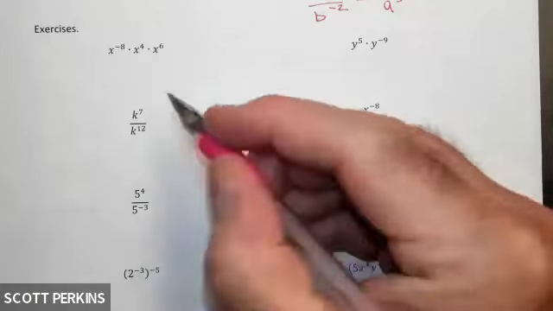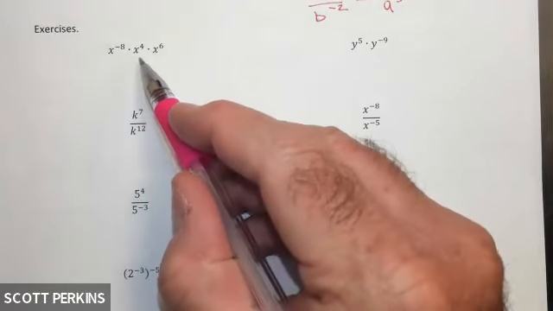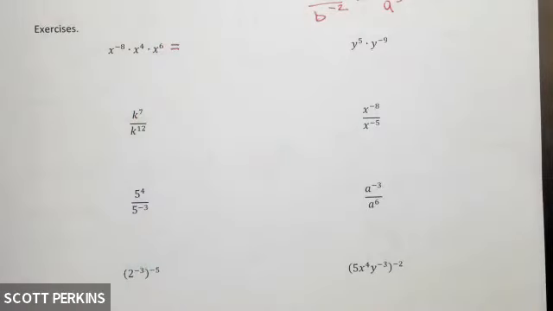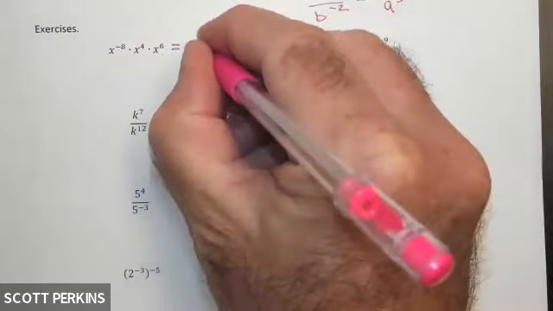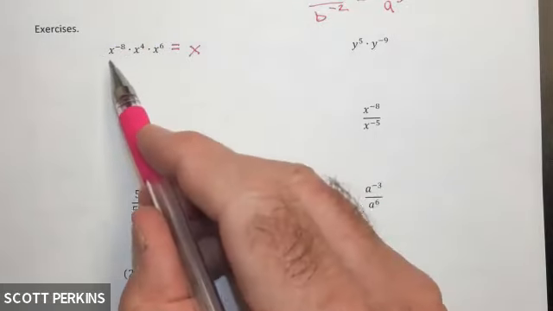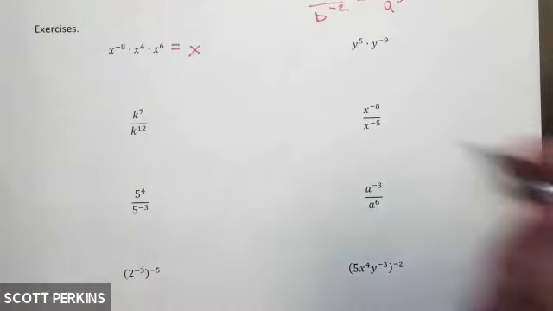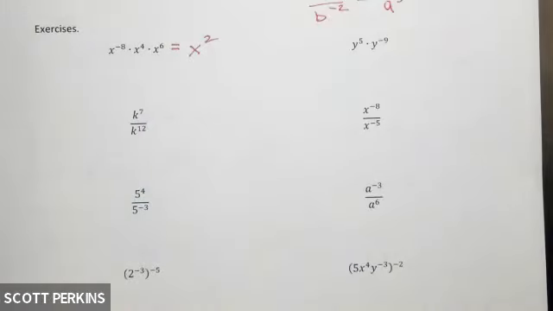All right, first thing I'm going to do is just notice this is a product rule problem. I'm multiplying these things. And you told me on the previous page that when we multiply the bases, we add the exponents. So my answer is going to be x to the, what do I get when I add -8 plus 4 plus 6? The result is what? X to the 2nd. Okay.